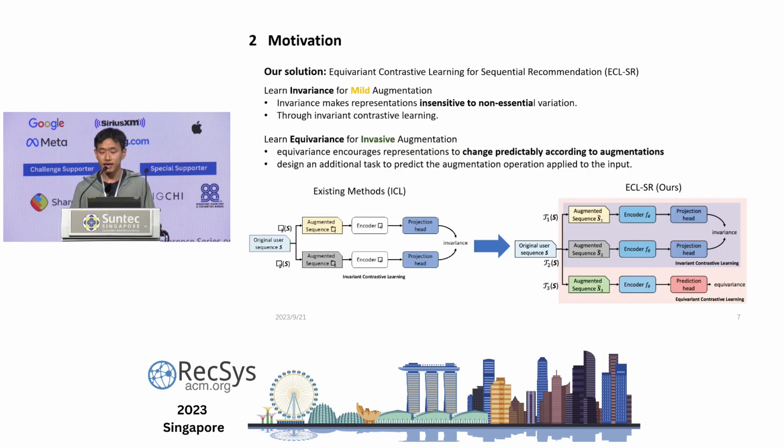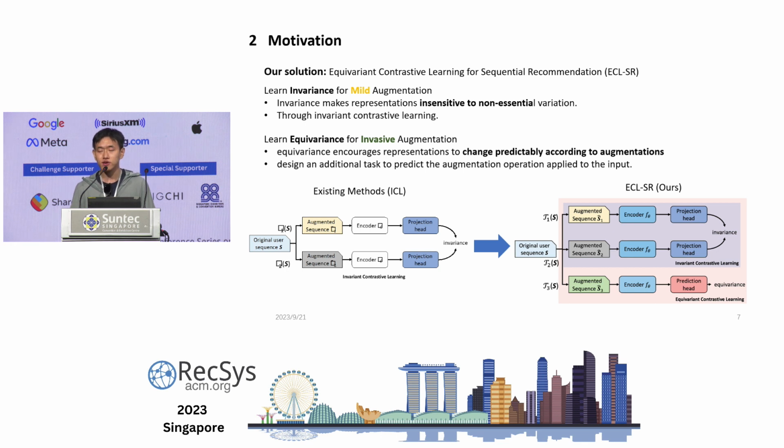To bridge this gap, we propose a new framework called Equivariant Contrastive Learning for Sequential Recommendation. We designed this framework to utilize these two kinds of augmentations together. The core idea is to leverage mild and invasive augmentations within a unified framework to encourage both the invariance property and the equivariance property of contrastive learning.